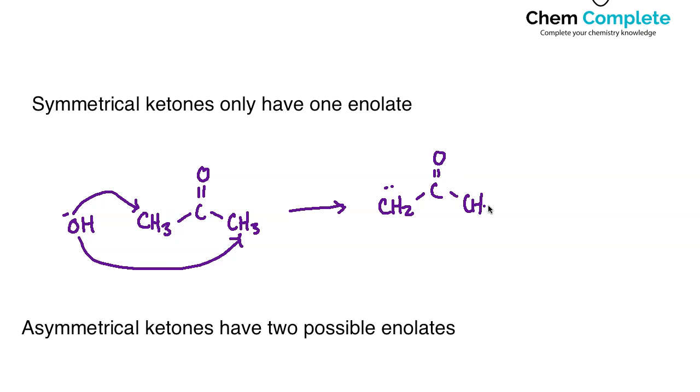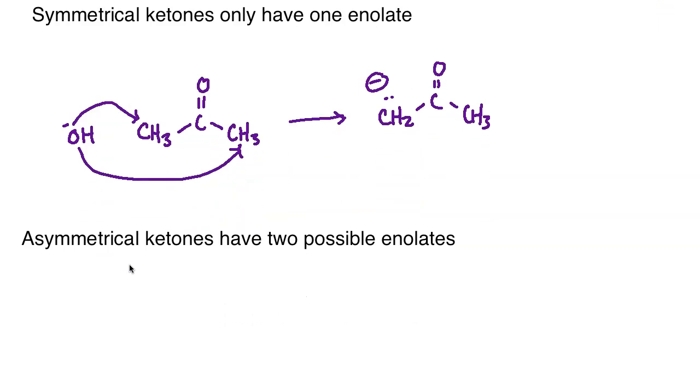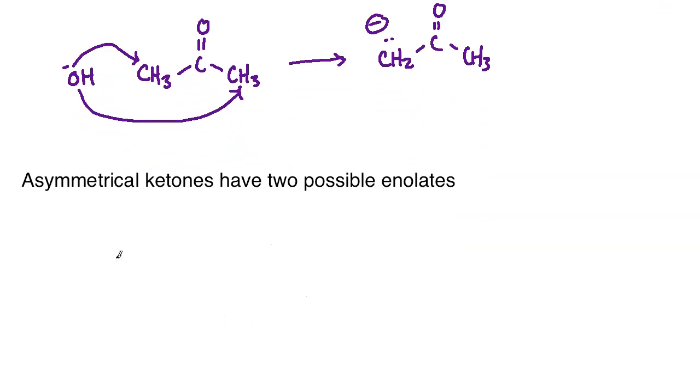And no matter which side I pick from, that enolate in three-dimensional space is going to be symmetrical, right? There's not going to be a big difference between them. They would be identical to one another. So the issue is really going to arise when an asymmetrical ketone is present. And that's where we run into the need to control which result is going to be present.